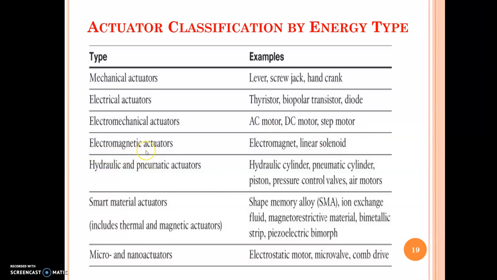The next one is the electromagnetic actuator, for example, an electromagnet or a linear solenoid. Then a hydraulic actuator, a hydraulic cylinder as an example, or an air motor. The next one is the smart material actuator, such as ion exchange fluid, and the next one is the micro nano actuator. Okay, so these are the ways of classifying the actuator based on their energy type.